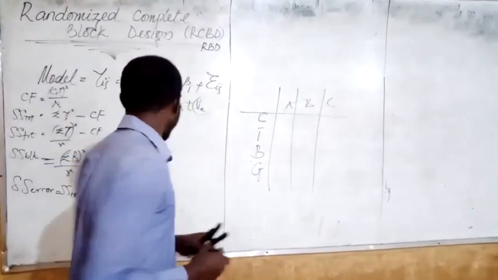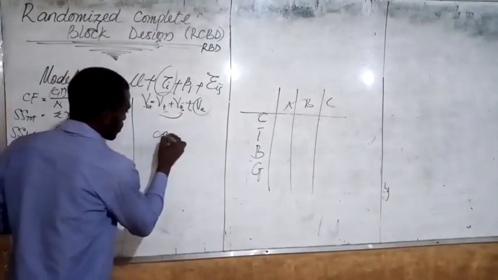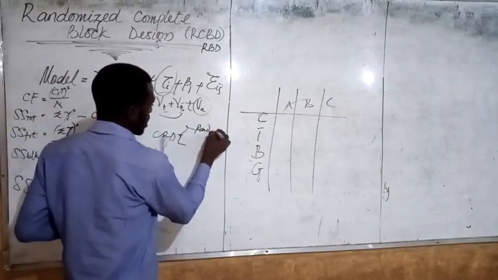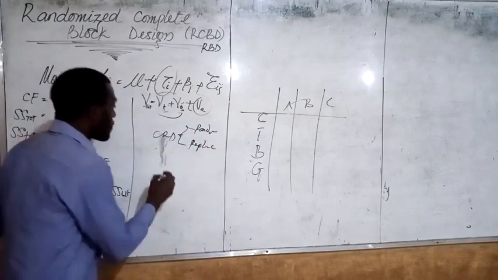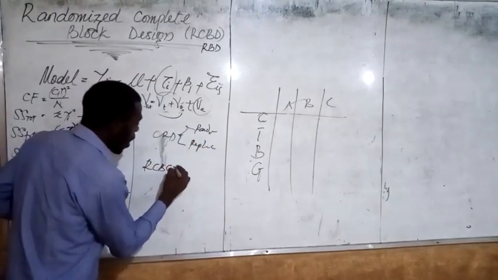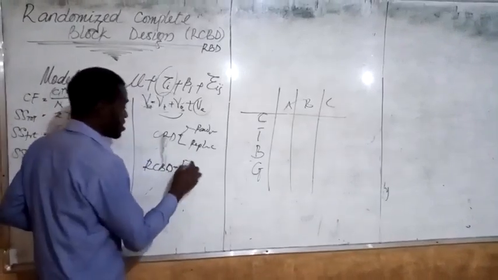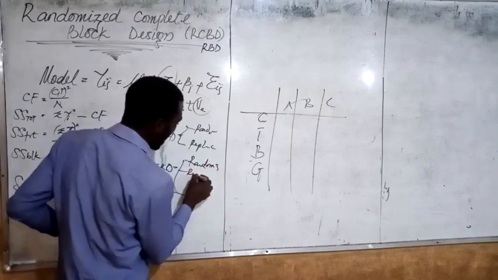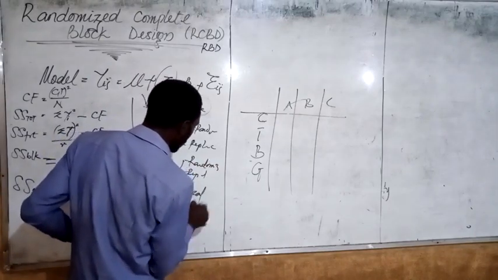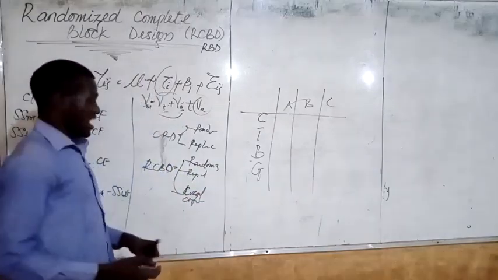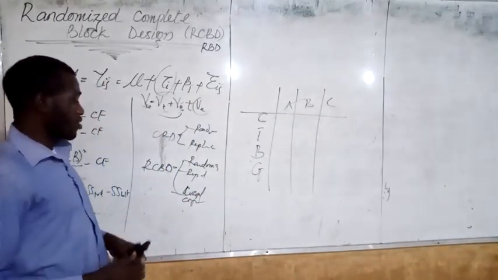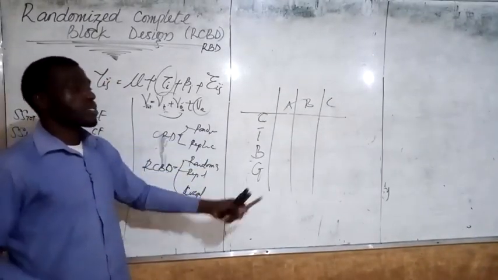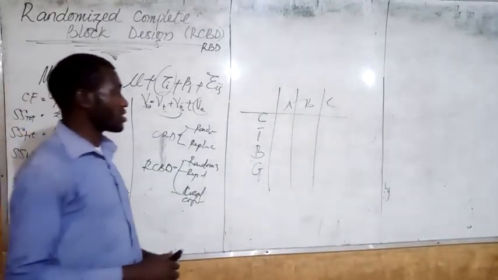I forgot to mention this. CRD basically uses two fundamental principles, which are what? Randomization and replication. Alright? But RCBD essentially in all cases applies the three principles, which are what? Randomization, replication, and the local control. The local control, and that is the essence of this blocking. It is this local control that we are trying to apply in the blocking, so that our experimental units are as heterogeneous as possible.